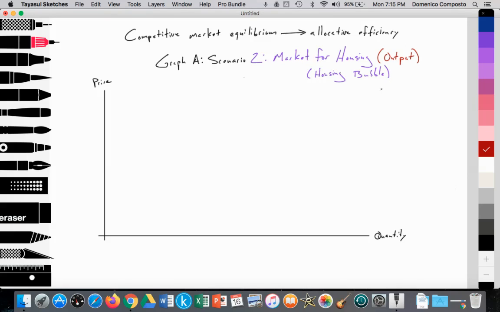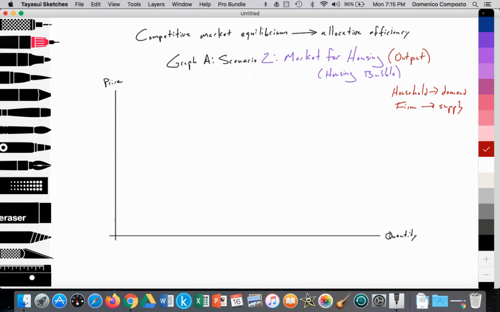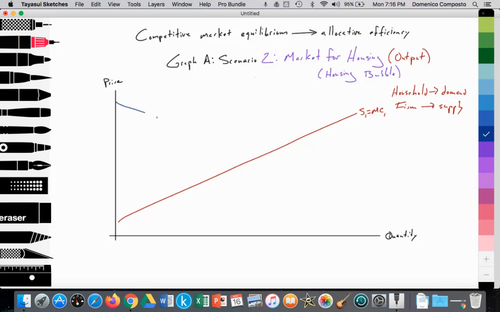It's an output graph, and we're going to remember again that the household is composing the demand for housing, and the firm is composed of the supply of housing within this output graph. So let's go ahead and illustrate. Here's our supply of housing, S1 equals our marginal costs. And then here's our demand for housing, D1 equal to our marginal benefit.